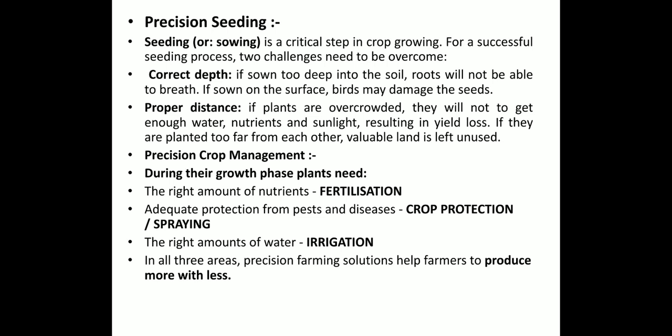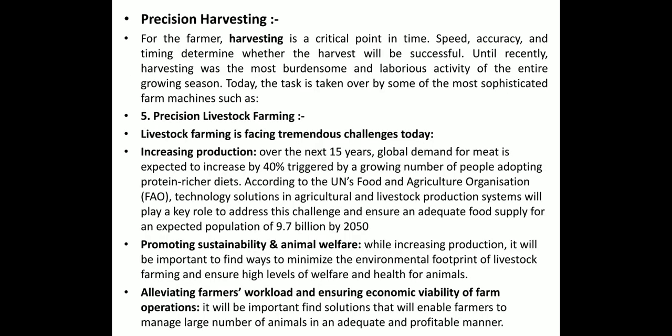Then precision crop management, where during crop growth stages or phases, the plants need the right amount of fertilizers, adequate protection from pests and disease, and the right amount of water, which helps to produce more crops, or the yield of the crops will be higher with less input application.